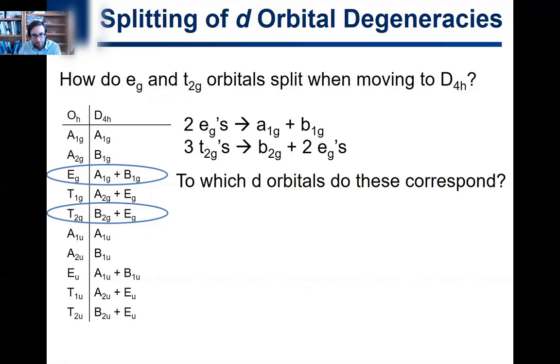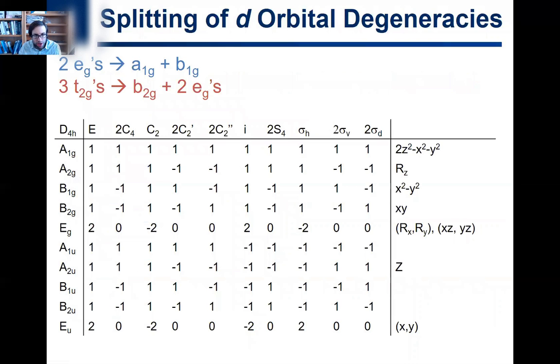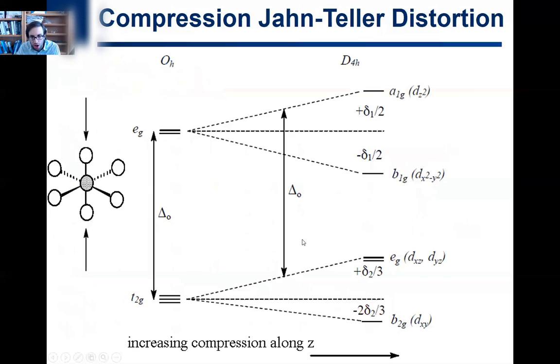And so how do we figure out what d orbitals these correspond to? That is when we would go to the D4h character table, right? And we could look at the different functions for the d orbitals, right? And find out, oh, okay, xz and yz, that's going to be eg in D4h, and the xy is going to be b2g, for example. So that's where we can get all of these.